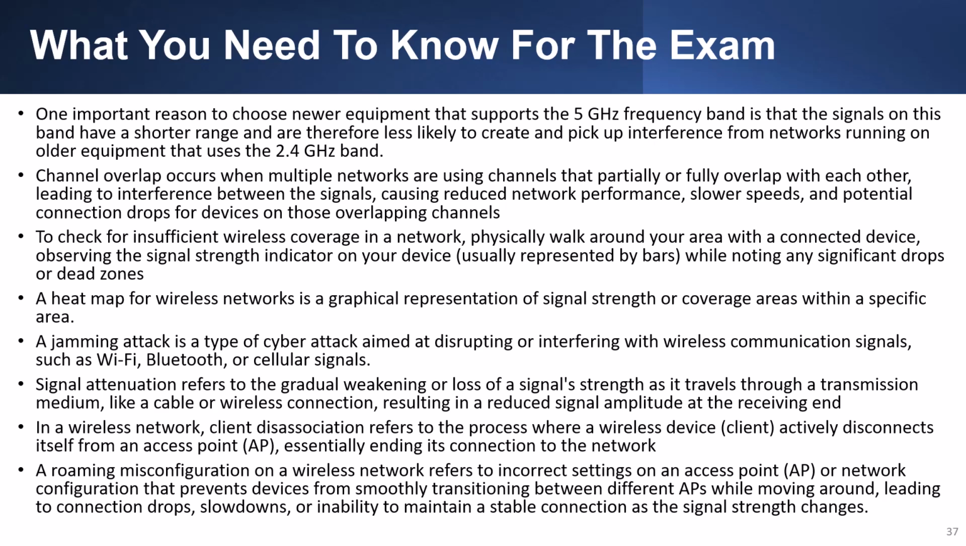In a wireless network, client dissociation refers to the process where a wireless device or client actively disconnects itself from an access point, essentially ending its connection to the network. A roaming misconfiguration on a wireless network refers to incorrect settings on an access point or network configuration that prevents devices from smoothly transitioning between different APs while moving around, leading to connection drops, slowdowns, or inability to maintain a stable connection as the signal strength changes.